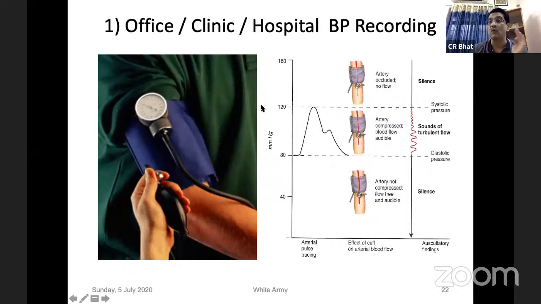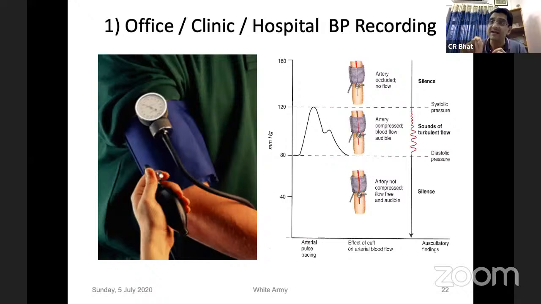Now, once we record in one upper limb, you should record in the other upper limb. There should not be a difference of more than 10 millimeters of mercury. If there is a difference of more than 10 millimeters of mercury, that is abnormal. Now, whenever we have a higher blood pressure in one upper limb, say the left upper limb is 130 by 80, the right upper limb is 138 by 86.